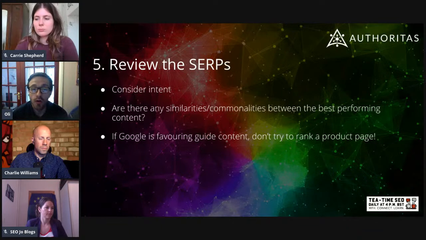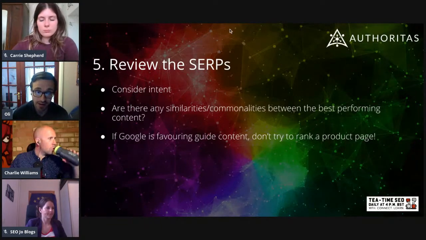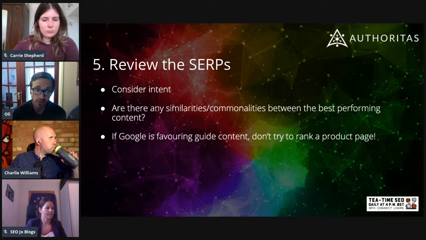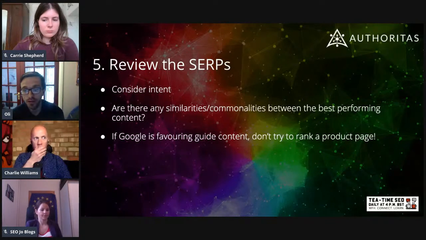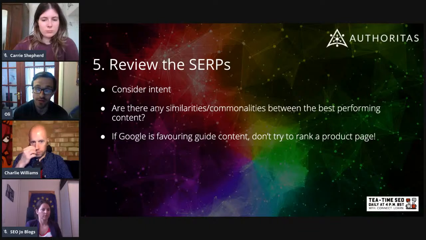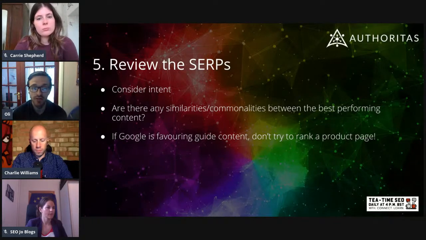And the fifth and final point is to always review the SERPs. So you need to consider the intent. Is it informational? Is it transactional? Are there any similarities or commonalities between the best performing content? And if Google is favoring guide content, so informational intent, don't try to rank a product page, which is more transactional, commercial intent.